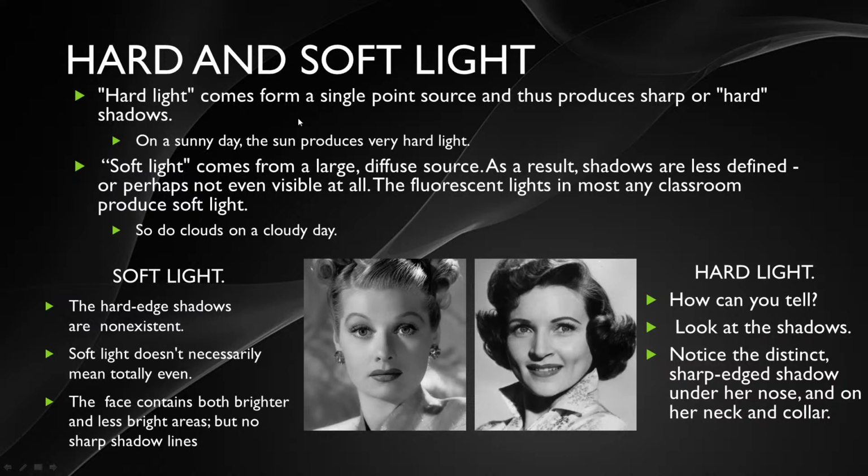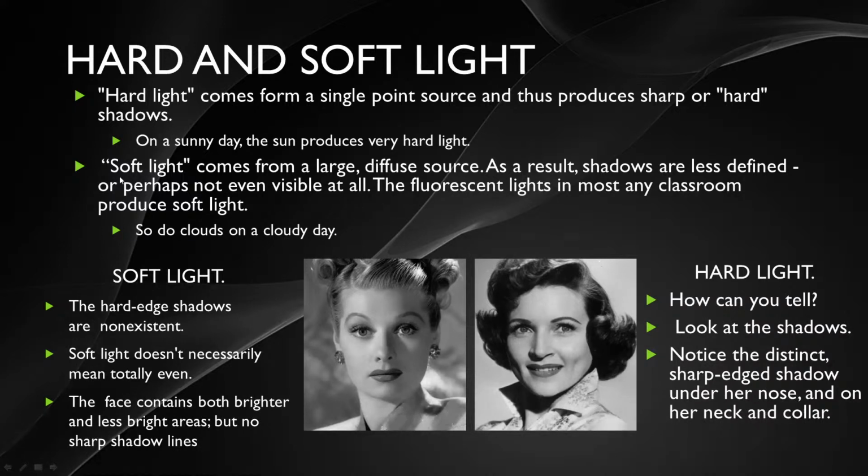Now, a hard light comes usually from a single point of light, and it produces what are known as hard shadows. So if you ever look at your hand on the ground or your shadow on the ground during a sunny day, and you can see a perfect outline of your body, that's going to be a hard light.